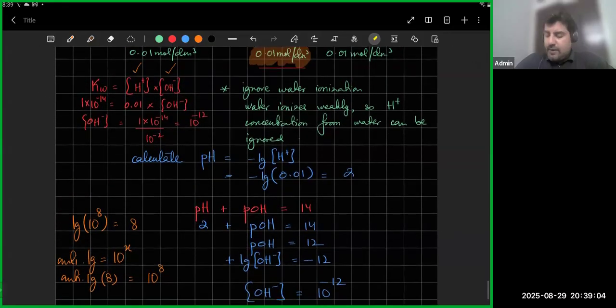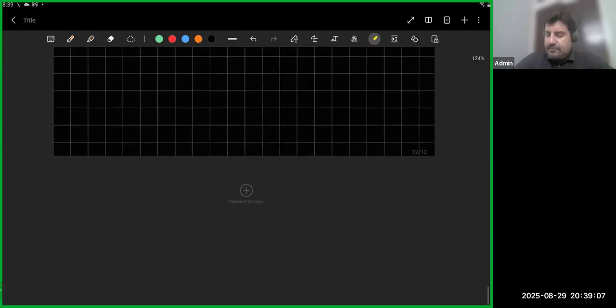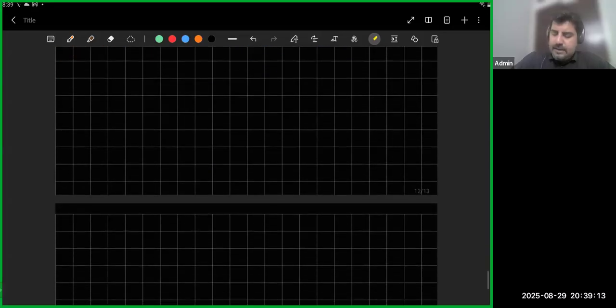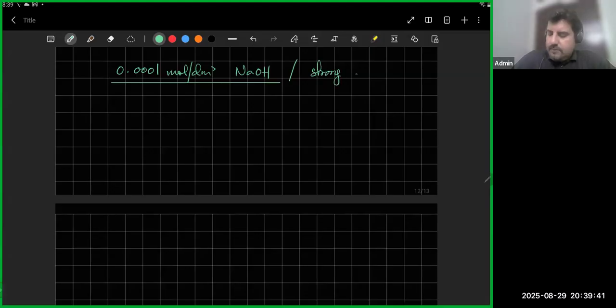Let's do one more, because this requires some practice, because a lot of you don't know what log is. So let's go for a base. I've got a base and the concentration of the base is 0.0001 mole per dm cube. And it's a strong base.